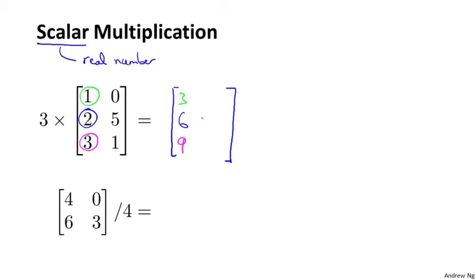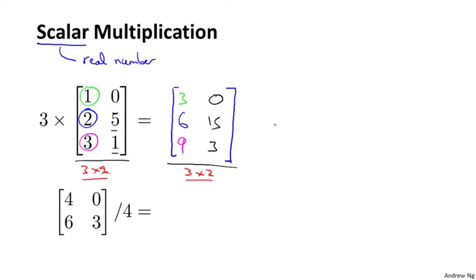And let's see, I'm going to start changing colors again. 0 times 3 is 0. 3 times 5 is 15. And 3 times 1 is 3. And so this matrix is the result of multiplying that matrix on the left by 3. And you notice, again, this is a 3 by 2 matrix, and the result is a matrix of the same dimension. This is a 3 by 2.